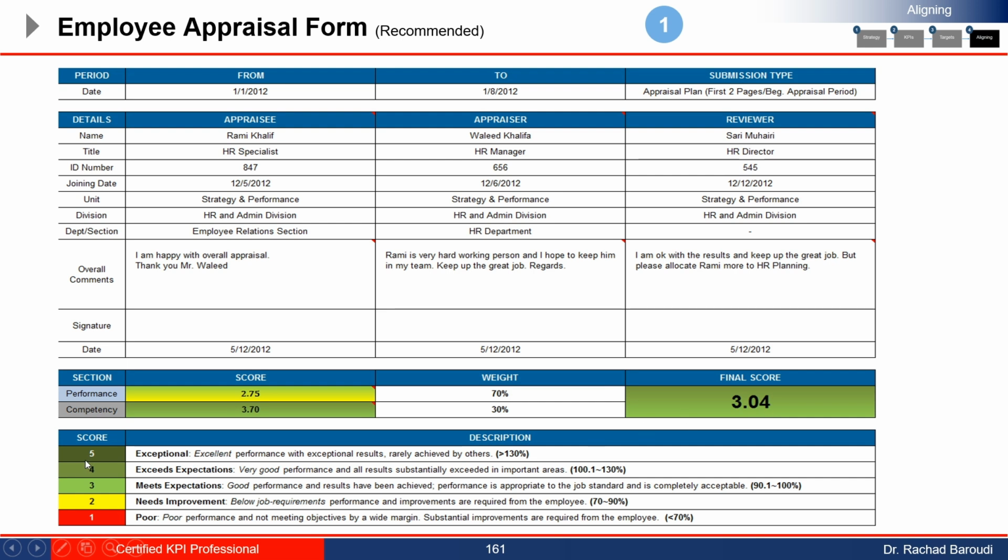We usually have in HR 5 different scores, 1 to 5, where 1 is poor, needs improvement, 2 is meets expectation, 3 is exceeded expectation, 4 is exceptional, and 5. This is related to the bell curve, where the majority of the people will be in 2, 3 and 4, with some exceptions in 5 and 1.